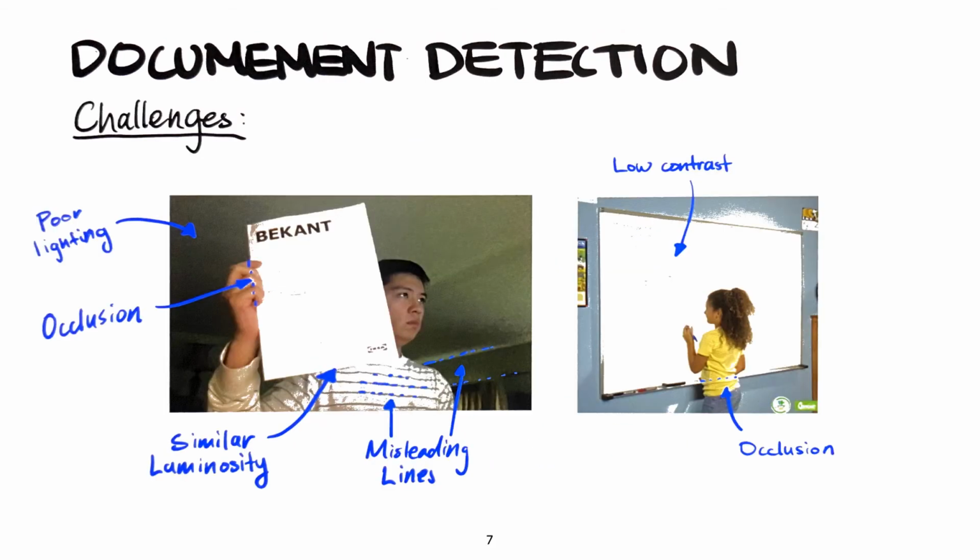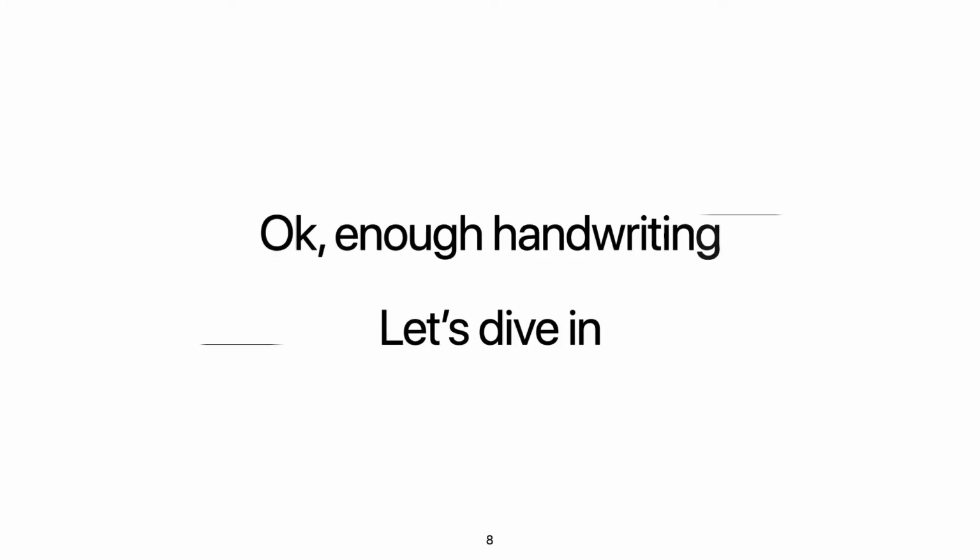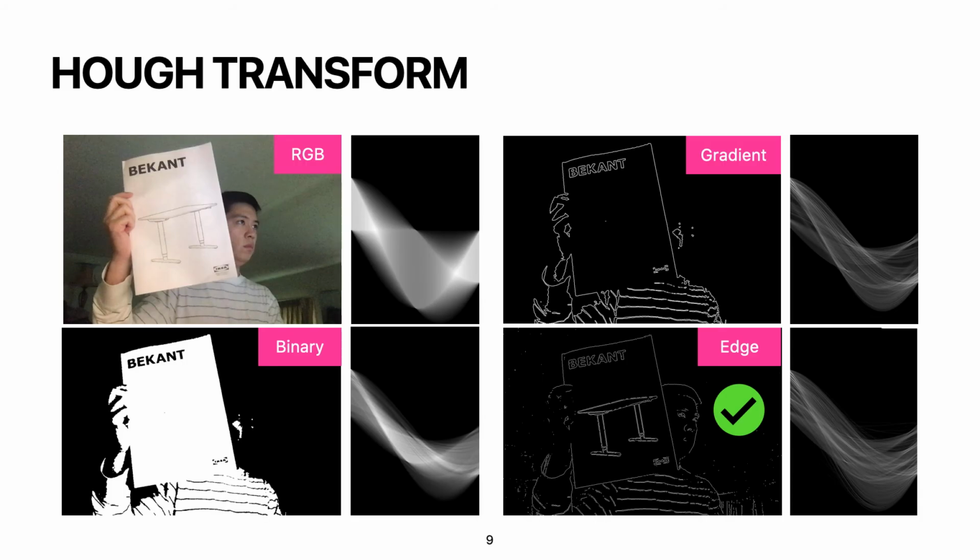Now this is kind of challenging because in a lot of cases we have either poor lighting, occlusion by hands or people, or similar luminosity, for example in this case, between the paper and my shirt. There are also misleading lines in other parts of the image that might mislead the line detector. So that's enough highlighting. Let's dive into the details.